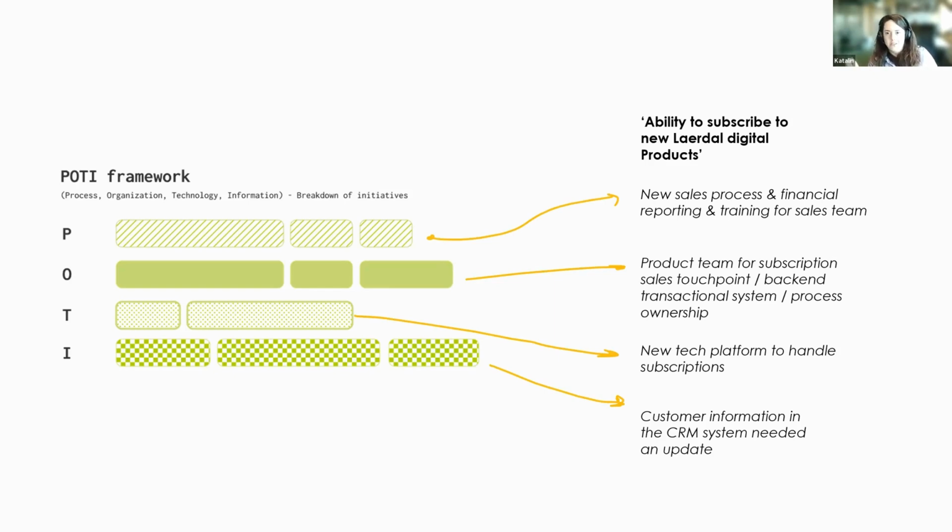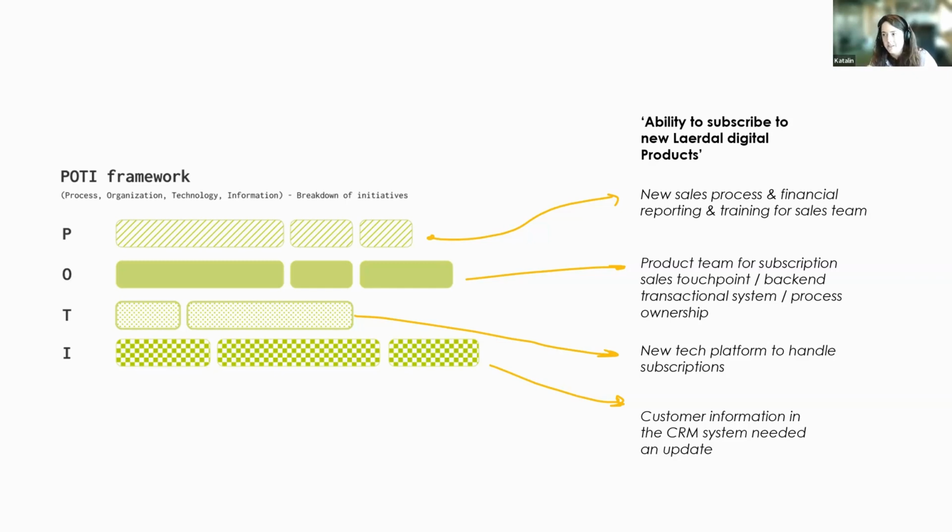So what are the processes that we needed to develop? So we needed to create new sales processes, as we have been primarily selling physical products previously. So we needed to define how this will look like for the sales organization and what kind of financial reporting process we need to put in place to actually make it able to subscribe digitally. Also, we needed to create training for the sales team. So that meant the new processes that we had to develop.